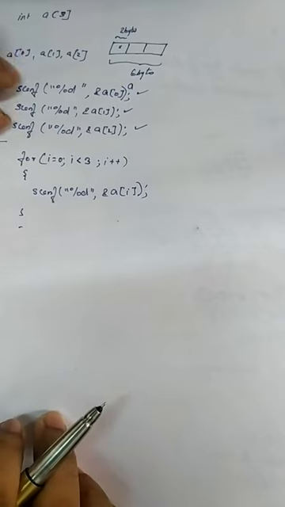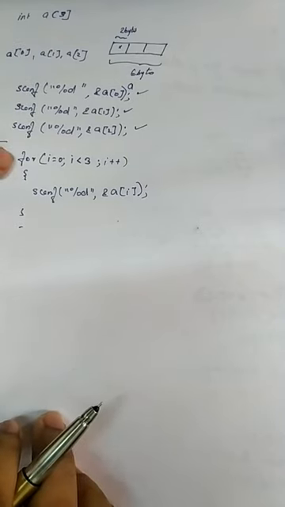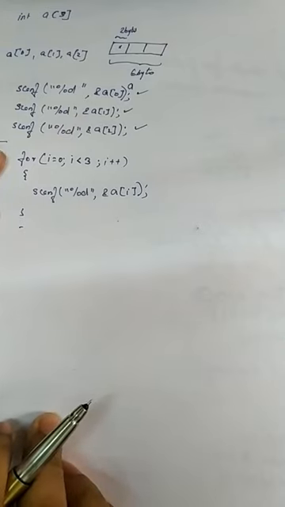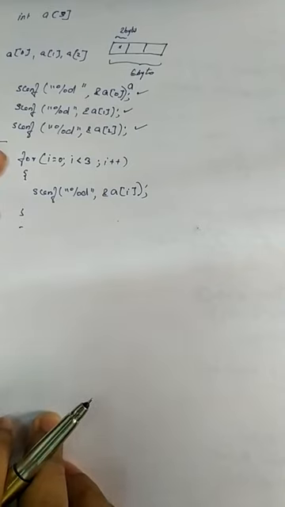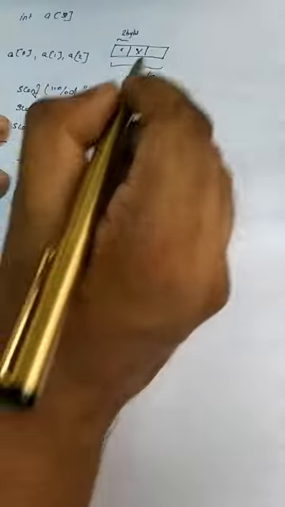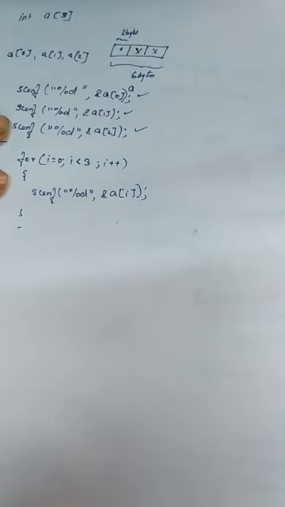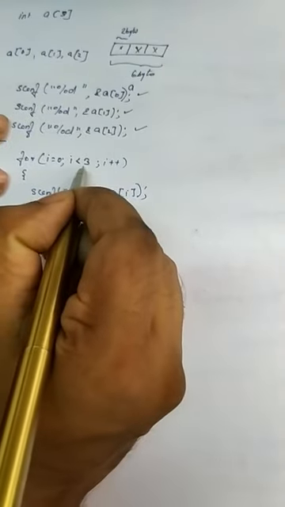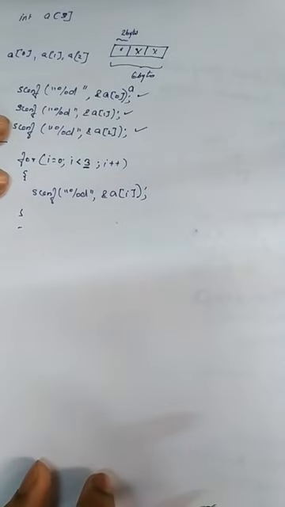So these 3 statements can be replaced by a looping statement like this. For i equal to 0, i less than 3, i plus plus, scanf %d ampersand a of i. Okay, so in the first loop it will be storing the value to the first slot. In the second loop it will be storing the value to the second slot. In the third loop it will be storing the value to the third slot. Okay, here the value 3 is the number of elements that need to be stored.